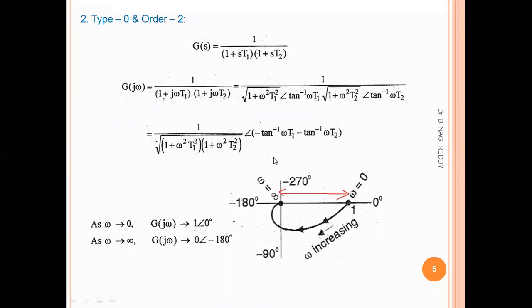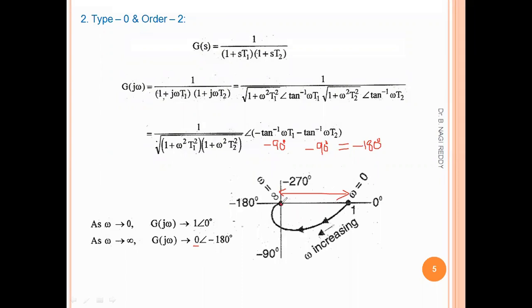And look at the angle now. Here we will have infinity, so tan inverse infinity is 90 degree. That means we will have minus 90 degree for the first angle. Similarly, here also omega is infinity, so here also we will get minus 90 degree. So minus 90 and minus 90, totally we will get minus 180 degree as the angle. That means it has to end on the minus 180 degree line, and the last magnitude is 0. 0 is nothing but the origin point.